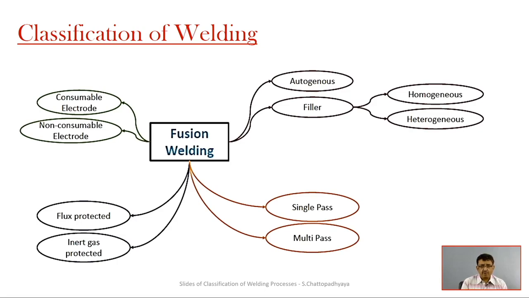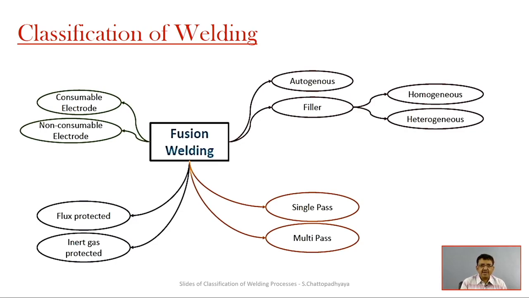Fusion welding can be autogenous, or the filler material is there. Autogenous means, as we know, no filler material. Then filler is a subdivision. Filler is also divided into two, homogeneous and heterogeneous. As we have seen in the previous classification, homogeneous means the same filler material as the parent material, and heterogeneous means a non-similar filler material composition along with the parent material.